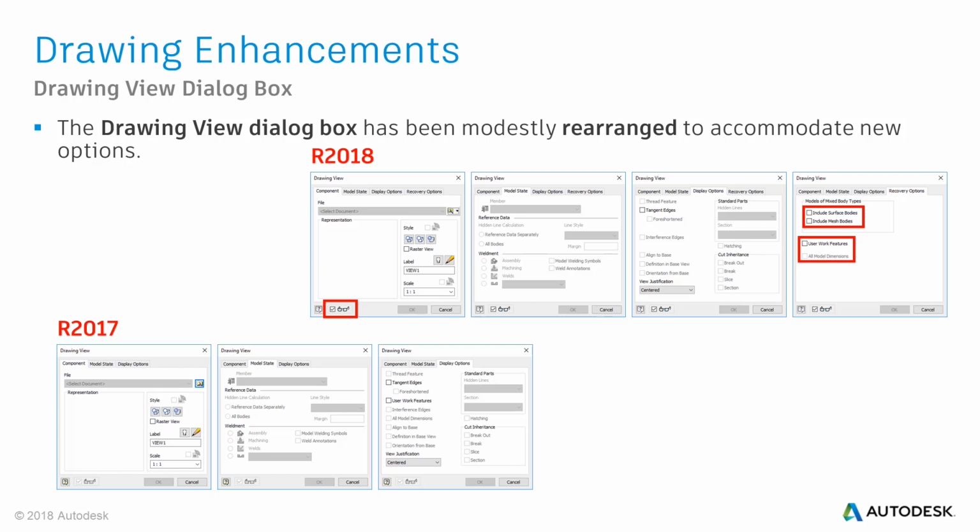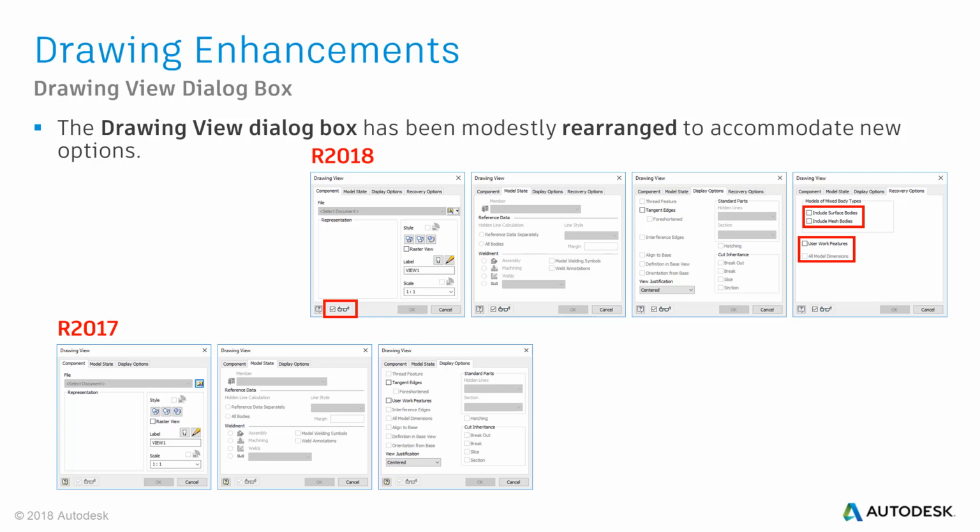Further, the contents of the Display Options tab have been rearranged. The checkboxes, User Work Features and all model dimensions moved to the newly added Recovery Options tab. Here you can also find the Include Surface Bodies checkbox. The option to include surface bodies in drawing views is added to the Drawing View dialog box. By default, surface bodies are not included in drawing views.